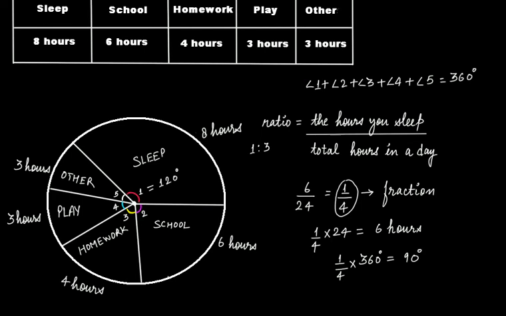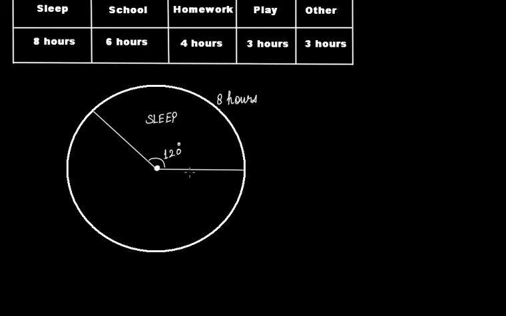So if we take this line and draw 90 degrees from this baseline, let's say that this is 90 degrees. So this comes as 90 degrees, and this is the hours you spend in school, and this is 6 hours.